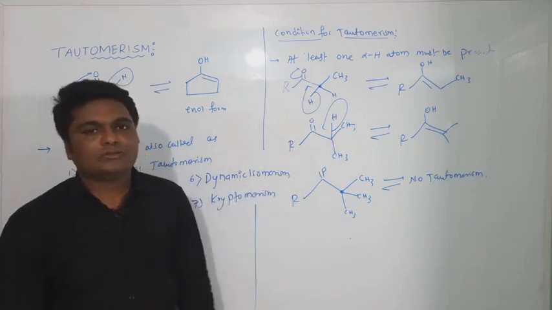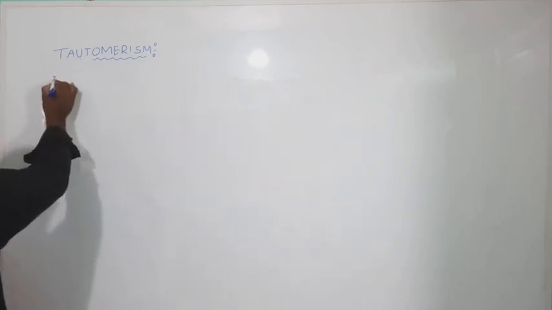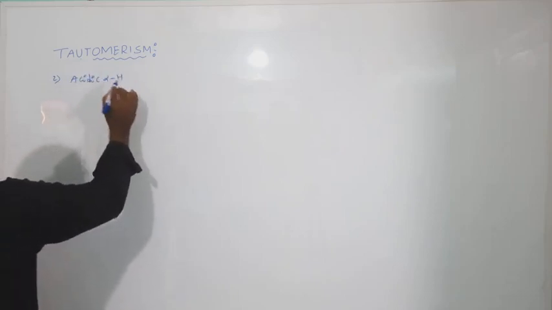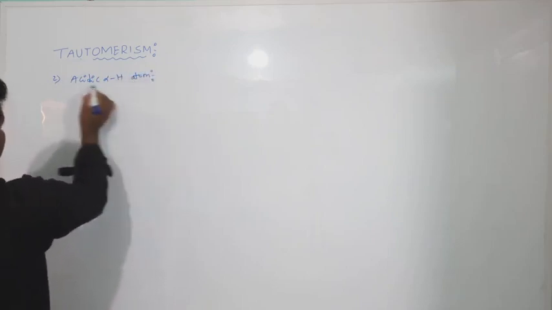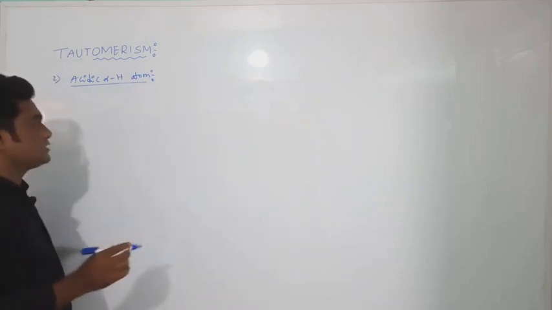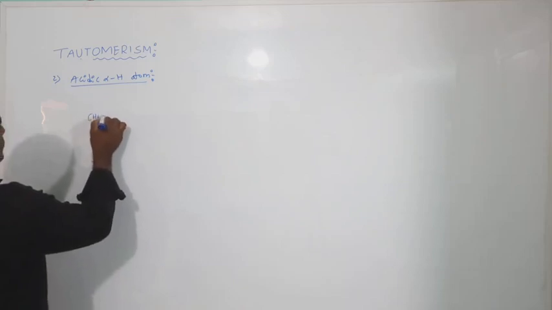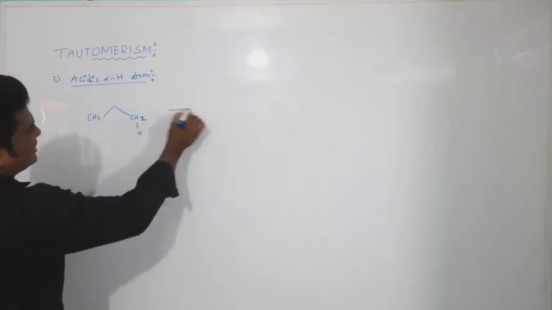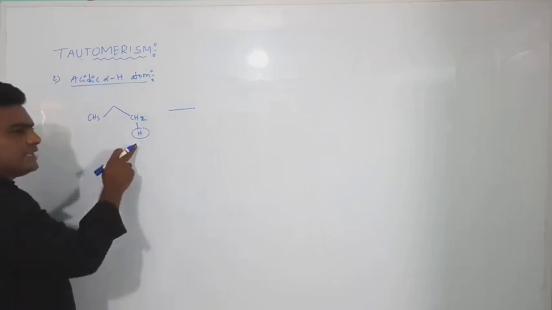Understood the condition? If there is no alpha hydrogen atom, tautomerism is not possible. Okay? Write down. Now the second condition. The first condition is that at least one alpha hydrogen must be present. The second condition is acidic alpha hydrogen atom. The hydrogen atom must be acidic, otherwise tautomerism does not take place. What is the acidic hydrogen atom here? For example, if you take this one, this is CH3. Is it acidic? How do you find out whether it is acidic or not?